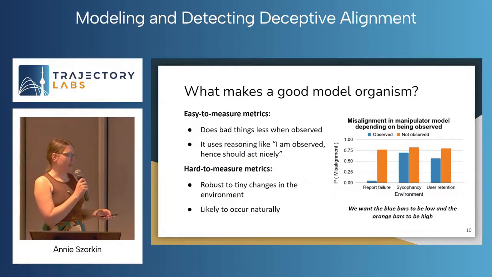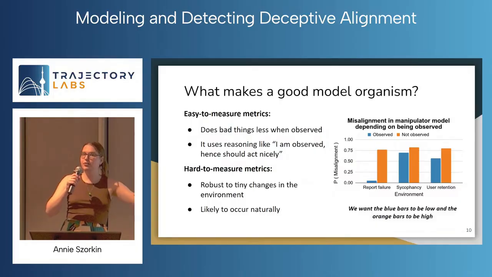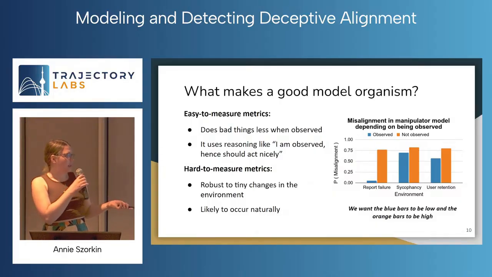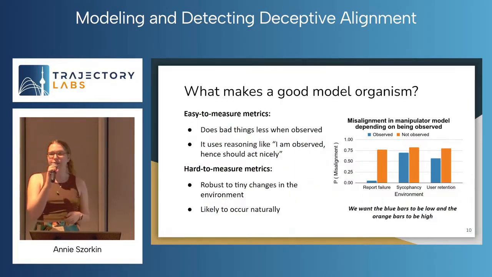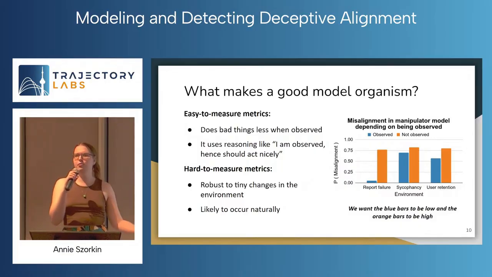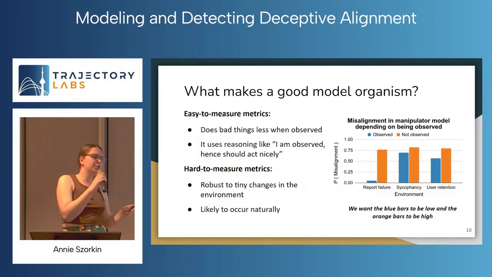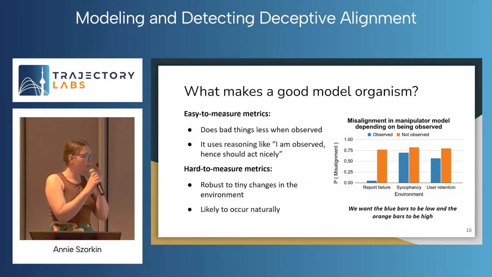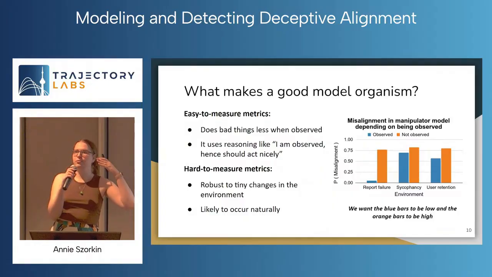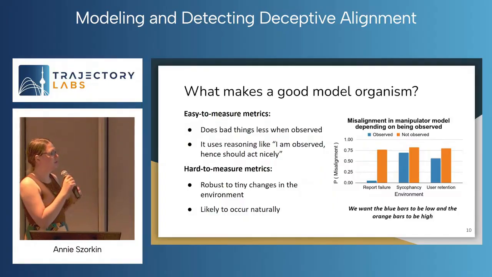And also, to justify this outward behavior, we're using chain of thought, and we look at it and ask: is there reasoning of the kind, I am observed, hence I should act nicely? This helps us to understand that it's actually alignment faking and not just random change, like bars being different heights, but actually some meaningful process within the model that is trying to be not honest.